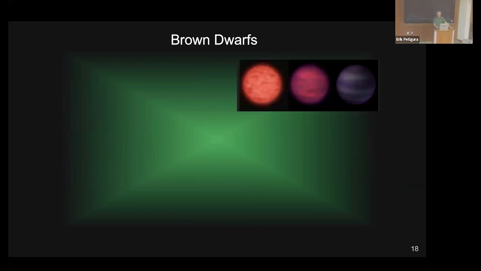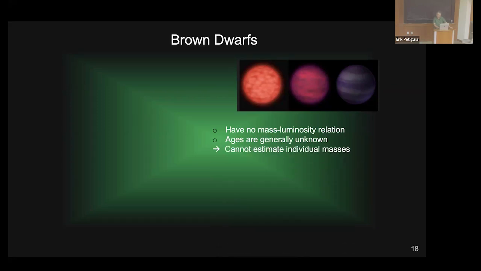Okay, brown dwarfs. Brown dwarfs have to be handled separately. As I mentioned, there's no mass luminosity relation, but there is a mass age luminosity relation. Unfortunately, for most of these, we have absolutely no idea what their ages are, so that doesn't help at all. So we can't get individual masses, so just completely give up on that. What do we do instead? Well, what we do instead is we can estimate an effective temperature using their spectra and photometry over a broad section of wavelengths.